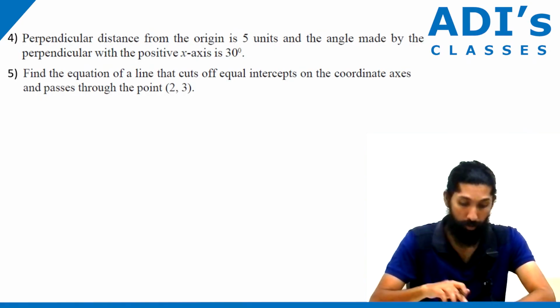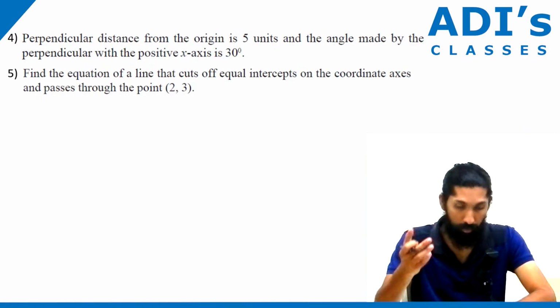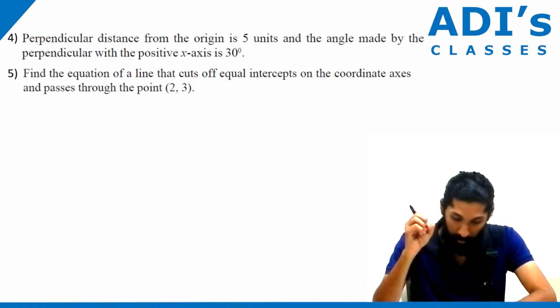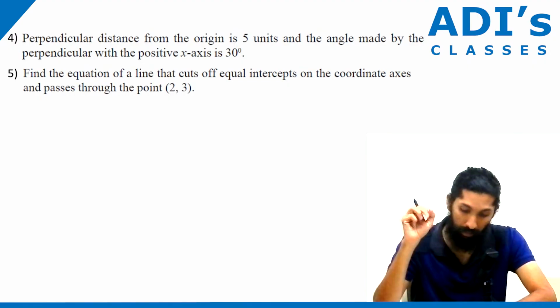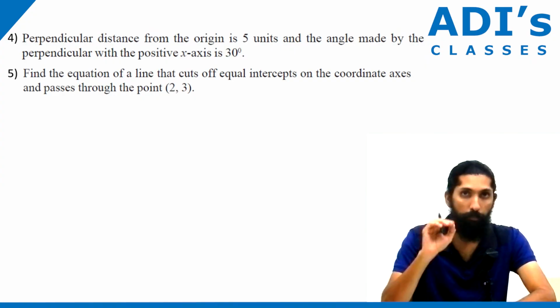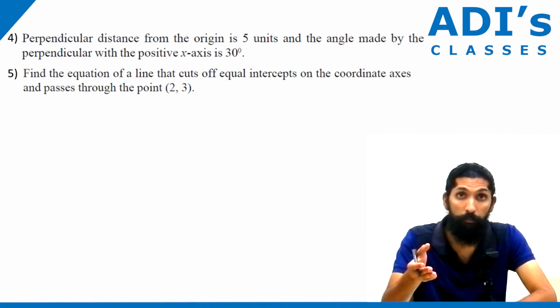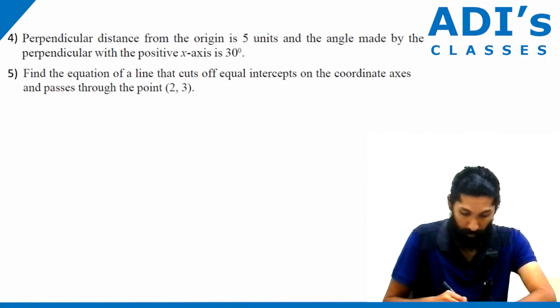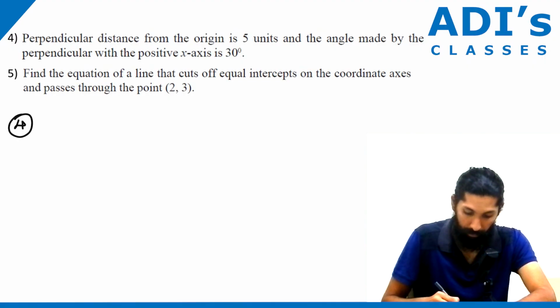See the fourth question. You have to find the equation of the line, whose perpendicular distance from the origin is 5 units and the angle made by the perpendicular with the positive x-axis is 30 degrees. Remember the last form, the normal form? This is basically the normal form, isn't it? So here what do you have? The perpendicular p is equal to 5, correct? And the value of theta is equal to 30 degrees.